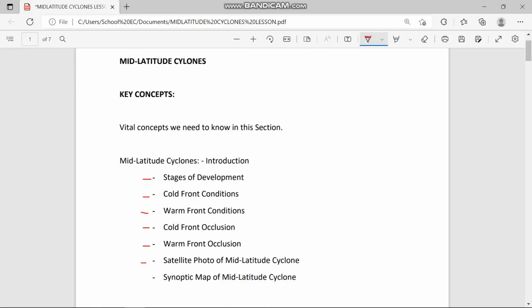The satellite photo of a mid-latitude cyclone. We will look at the satellite photo for a mid-latitude cyclone and see how it looks in real life, without being drawn or illustrated using a synoptic map, like seeing it physically. Then the synoptic map of a mid-latitude cyclone. This is the map that is mostly used to illustrate the mid-latitude cyclones during examinations.